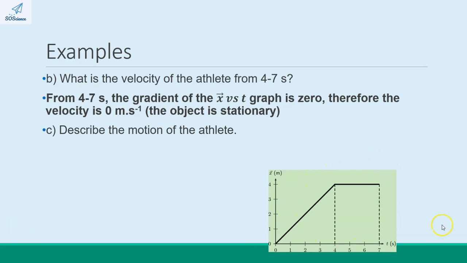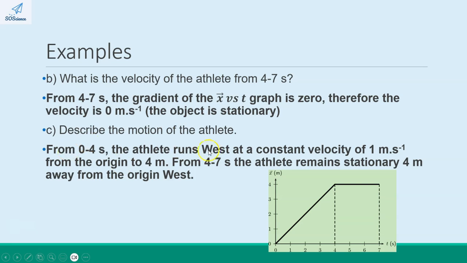Now, this entire motion is happening in the positive direction, so that's to the west. We need to describe the motion in the first 4 seconds, and then in the last 3 seconds. We know that this line over here represents a constant velocity, and over here we've got no velocity. So what we would say is that from 0 to 4 seconds, the athlete runs west, the positive direction, at a constant velocity of 1 meter per second, which we calculated in the last question, from the origin, which is over here, to 4 meters.